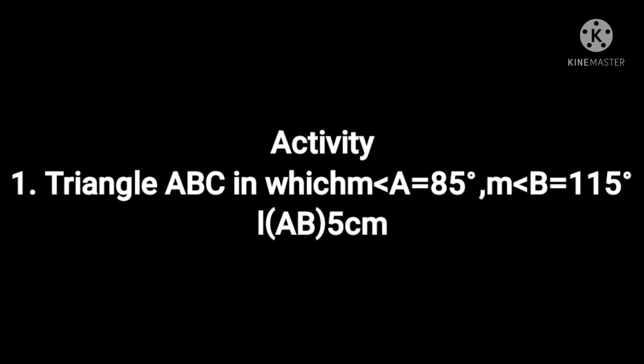Here do the activity. Try to draw a triangle with the following data. Activity: triangle ABC in which the measure of angle A is 85 degrees, the measure of angle B is 115 degrees, and the length of AB is 5 cm.